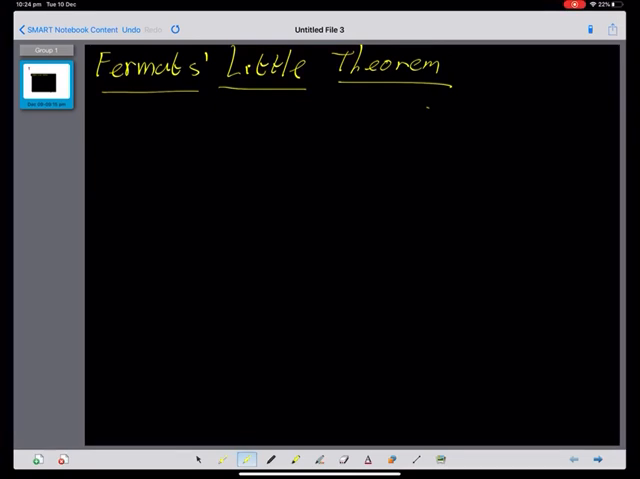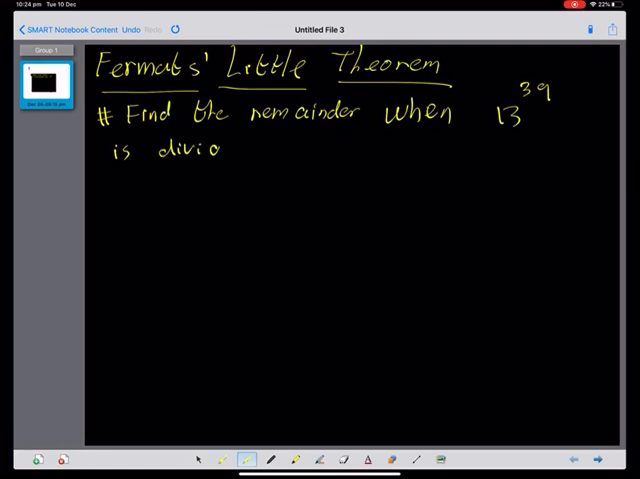Let's look at a more complicated problem. Let's find the remainder when 13 to the power of 39 is divided by 19. So let's write this down. Find the remainder when 13 to the 39 is divided by 19.